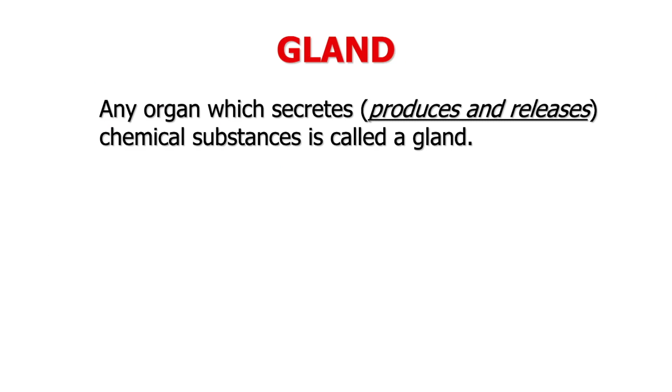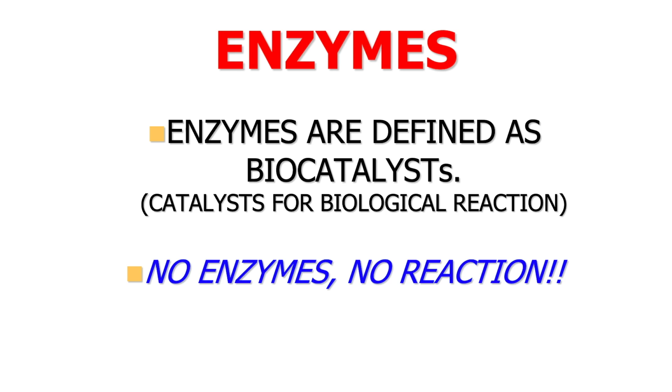Any organ which secretes, that is produces or releases chemical substances, is called a gland. After that, we went on to what is an enzyme, and we had a discussion that enzymes are defined as biocatalysts, that is, they are catalysts for biological reactions. If there are no enzymes, technically biological reactions do not take place.